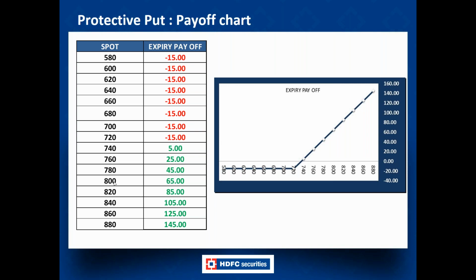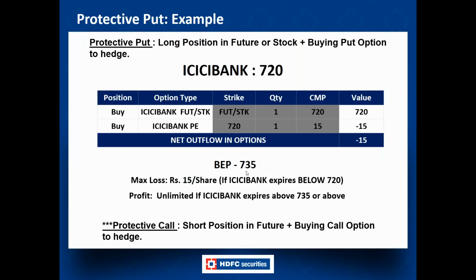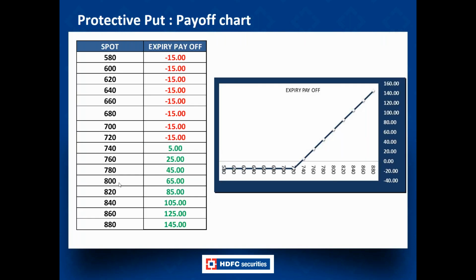How 65? 800 minus the break-even point, which is 735. How did this break-even point come? Because you have bought at 720 rupees and you have paid an extra cost of 15 rupees for protection. So your break-even point is 735. So at 800 rupees, 800 minus 735 is 65 rupees as a profit if ICICIBank expires at 800 rupees. So this is the beauty of your protection.